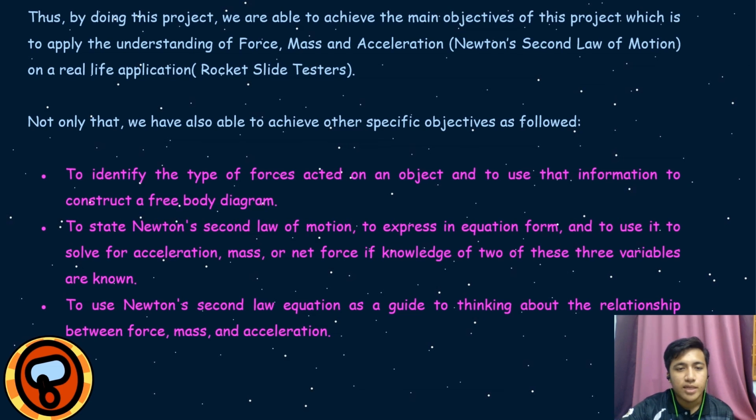First, to identify the types of force that act on an object and to use that information to construct a free body diagram. Next, to state Newton's second law of motion, to express it in equation form, and to use it to solve for acceleration, mass, or net force if two of these three variables are known. And last but not least, to use Newton's second law equation as a guide to thinking about the relationship between force, mass, and acceleration.